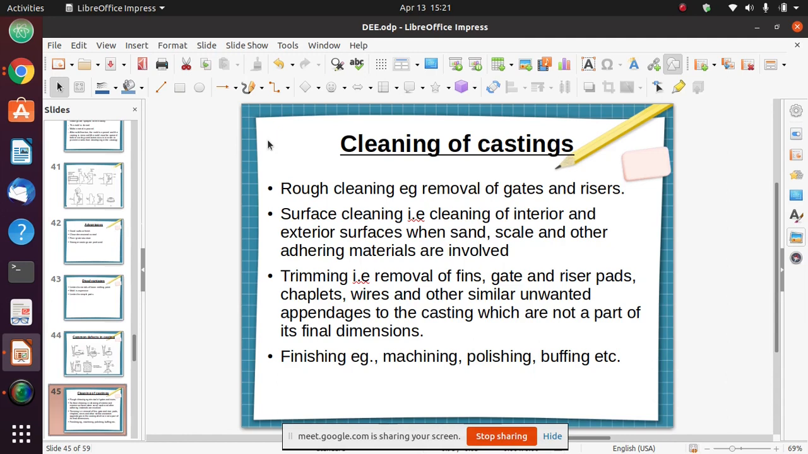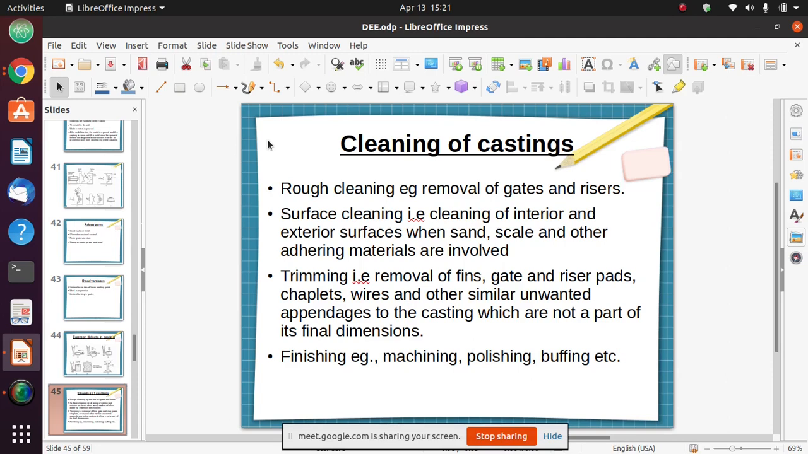Trimming, we'll see shortly. Once you have the casting and there are rough edges on that casting that are unwanted, you can take the casting, unapeleka kwa grinder, you can file, okay? You can remove those parts that are unwanted through trimming.